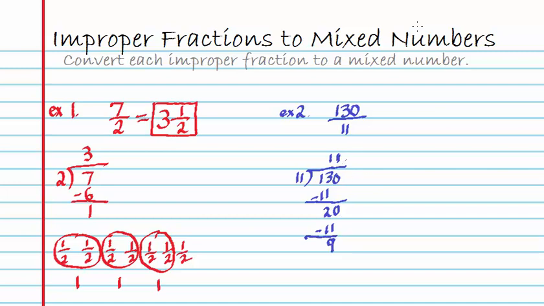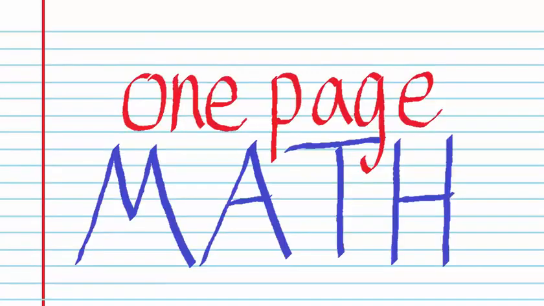When I rewrite this as a mixed number, there are 11 whole parts. It goes in 11 times, but there are 9 parts remaining out of the 11 that I was dividing by. So 11 and 9/11ths is my mixed number for 130 over 11.